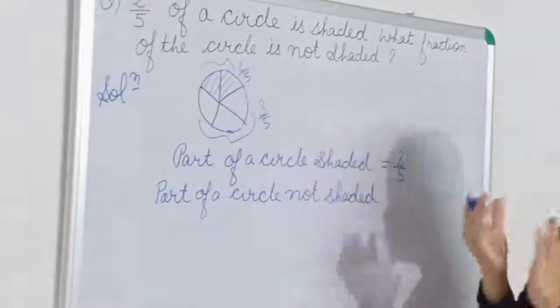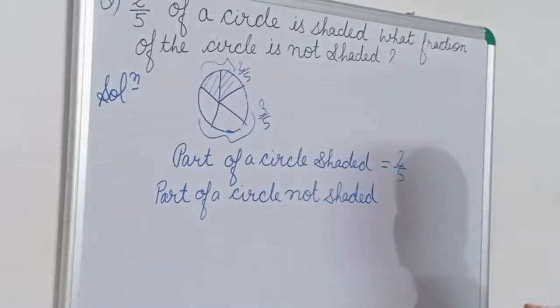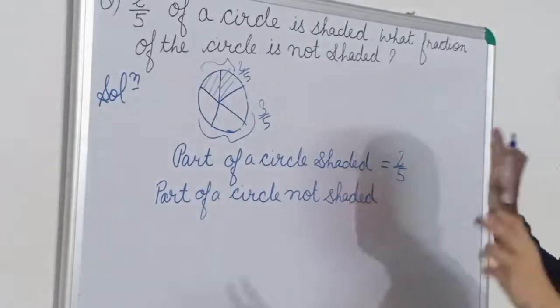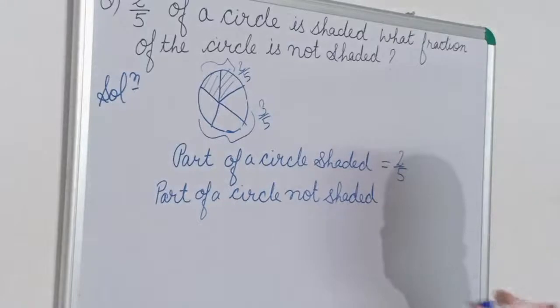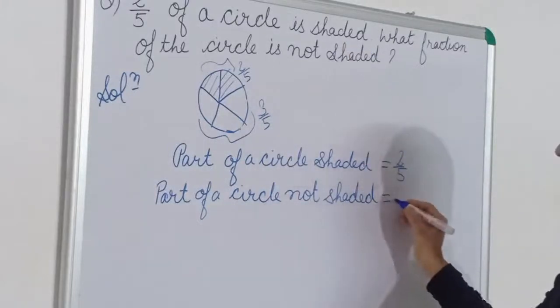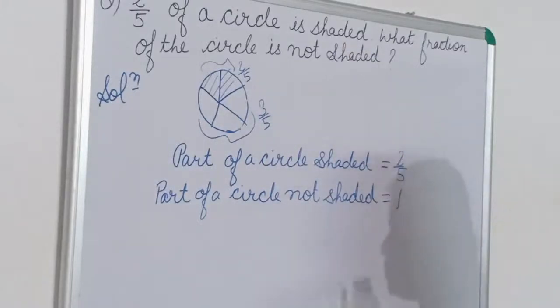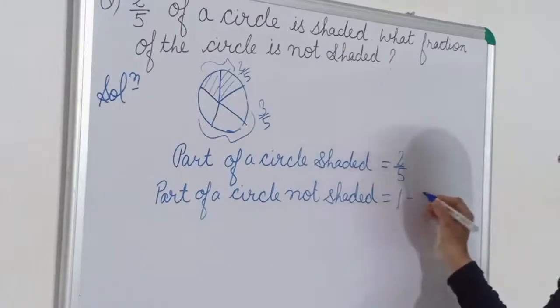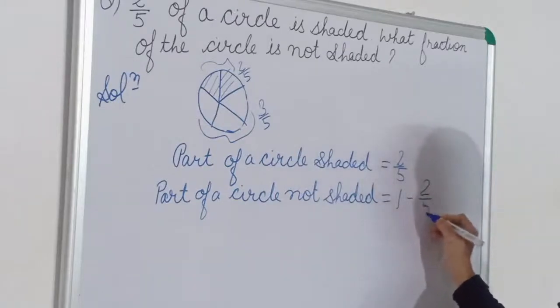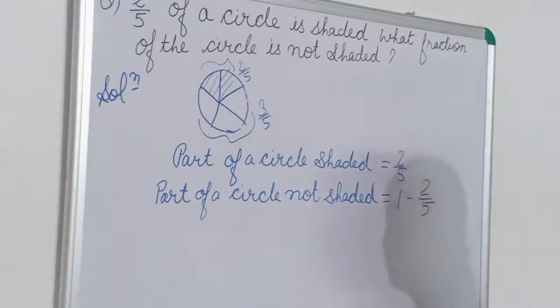Here we have to do subtraction. We will subtract the shaded part from the whole part. From the whole circle, meaning the whole, which is 1. From the 1 we have to subtract this shaded part, 2 by 5. That only we have to do.